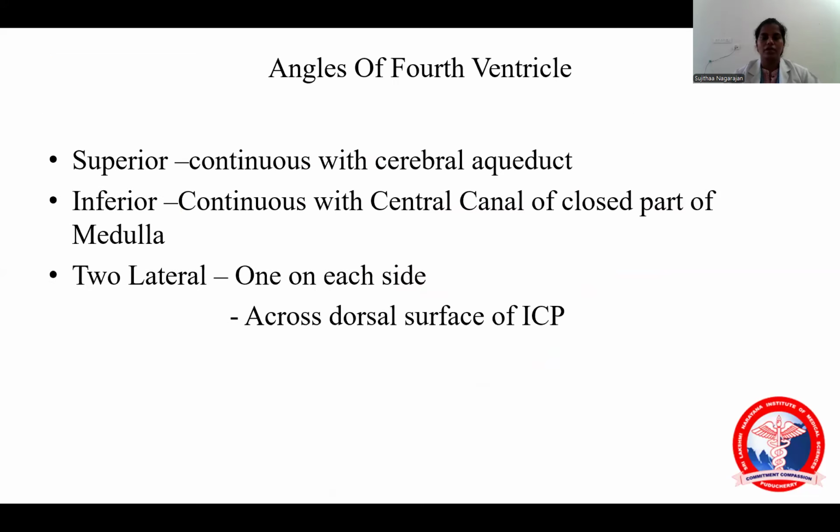A little more detail about the angles of the fourth ventricle. The superior angle is continuous with the cerebral aqueduct. The inferior angle is continuous with the central canal of the closed part of the medulla. So the medulla oblongata has an upper open part and a lower closed part. There are two lateral angles, one on each side. They pass across the dorsal surface of the inferior cerebellar peduncle. The inferior cerebellar peduncle connects the cerebellum and the medulla oblongata.